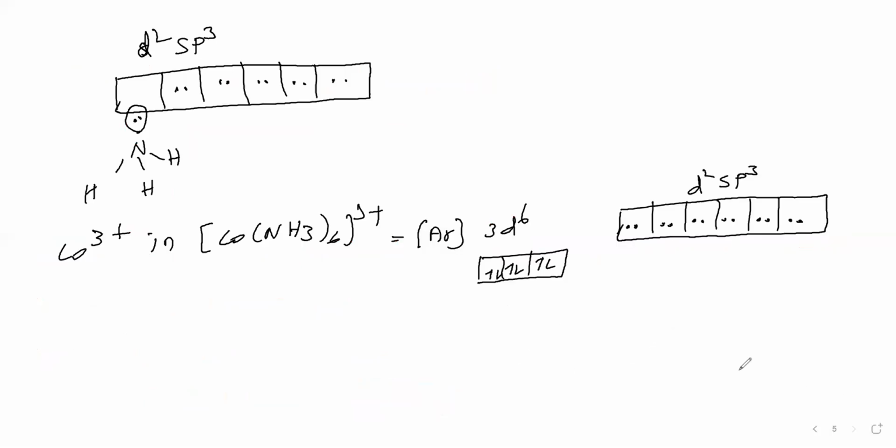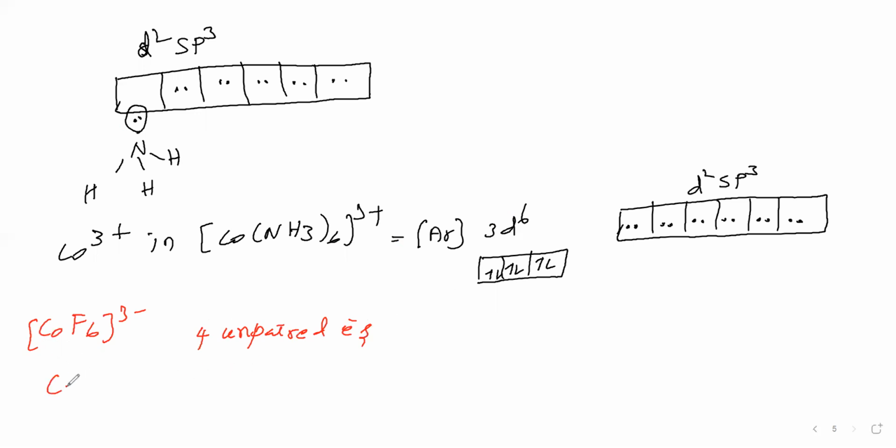Okay. Now we will go for another complex. We will take [CoF6]3-. The experimental evidence says that this complex has 4 unpaired electrons. This complex is paramagnetic. How it is so, we will see.